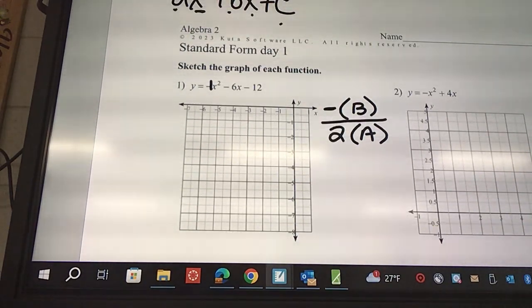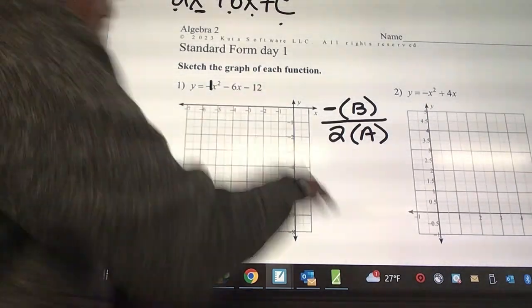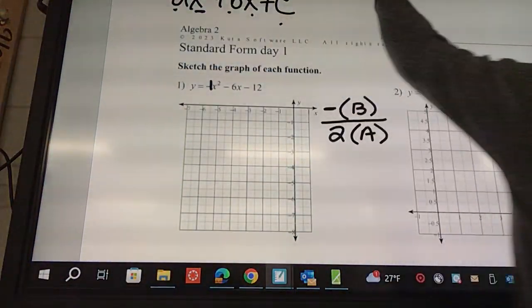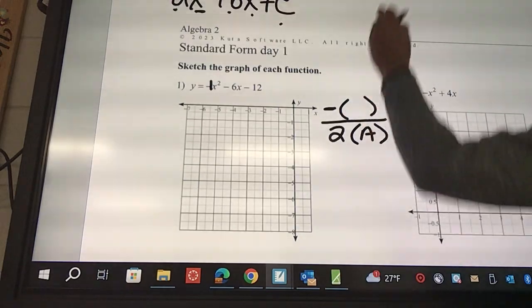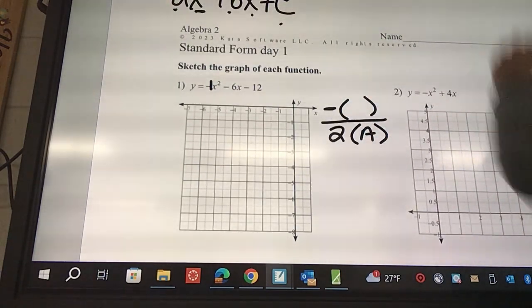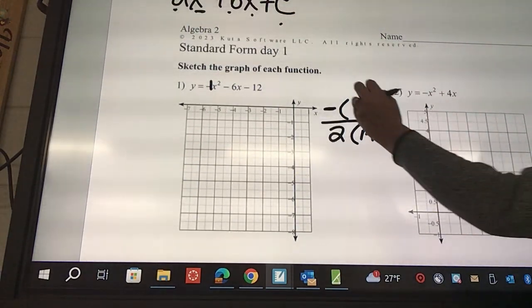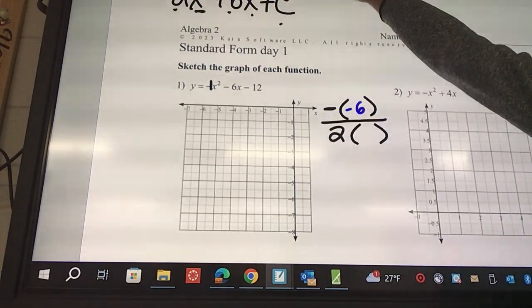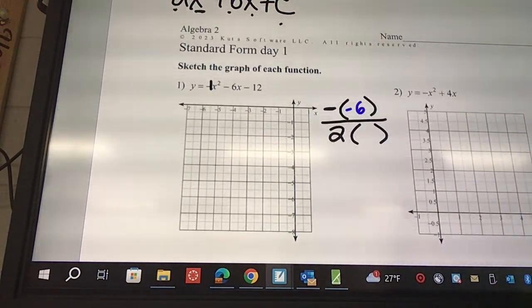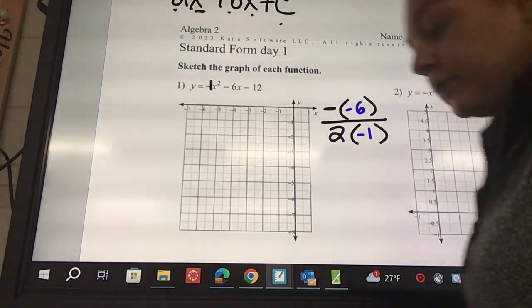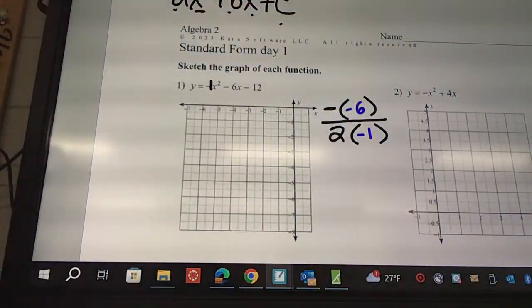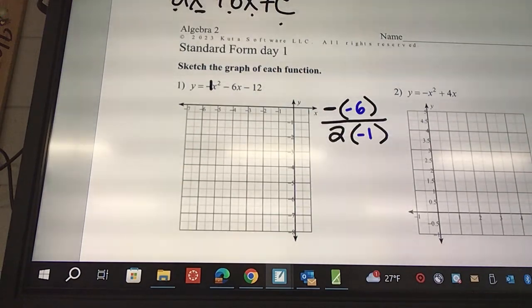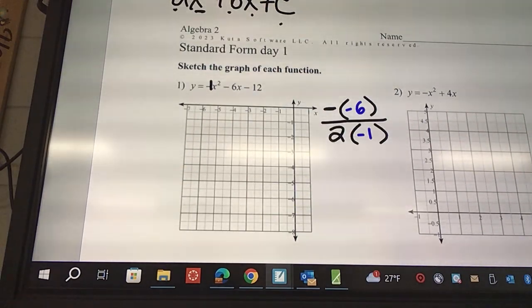Okay? So we're going to plug this stuff in. So it's going to look like, and I'm just going to erase the B. And what do we know our B is? -6. So we're going to put that here. Okay, I'm going to erase the A, and I'm going to put what there? -1. Okay, hit your fraction button on the calculator and type that in.